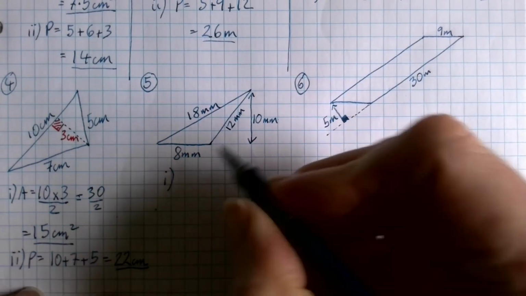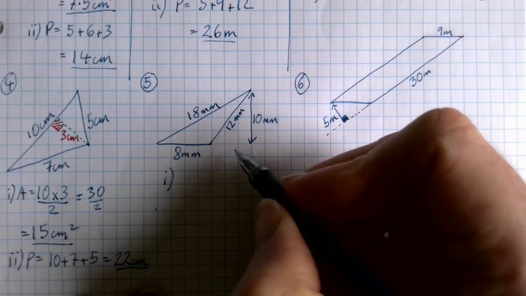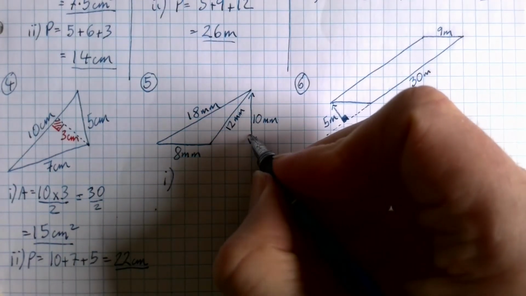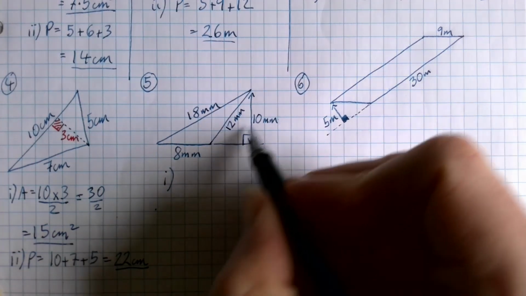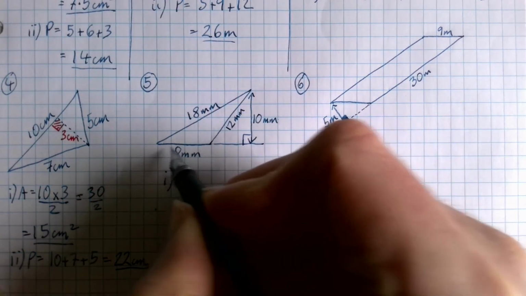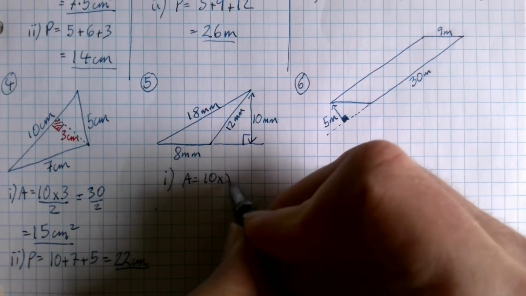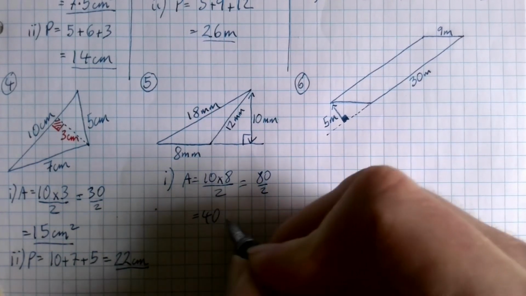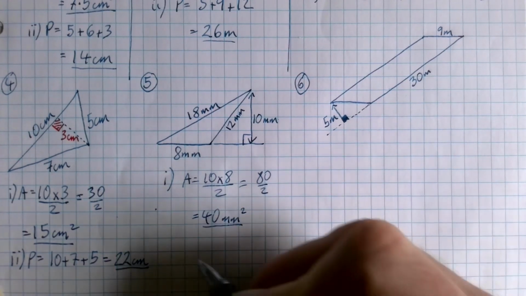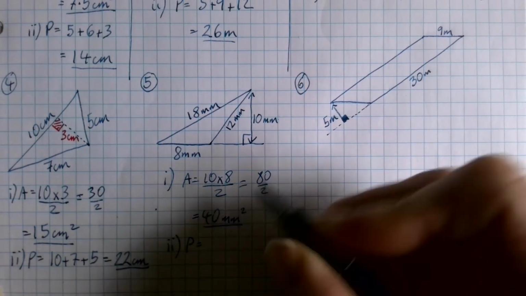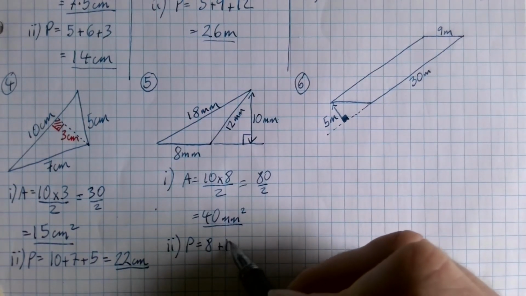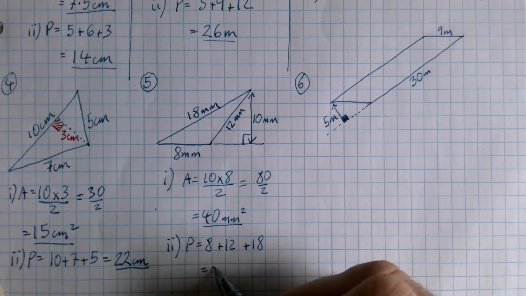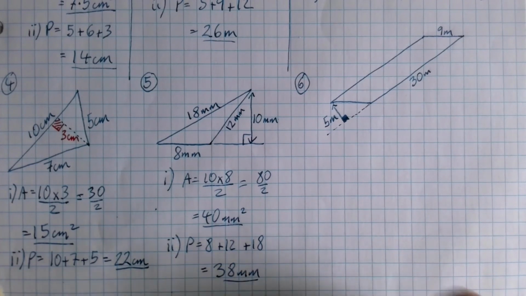The area for number 5 is going to be the base and the perpendicular height. So we're looking for the 2 that are at right angles, and sometimes they don't even draw that right angle in, they just expect you to spot it. So 10 is at right angles to that 8. So the area is going to be 10 times 8 over 2. 10 eighths are 80 divided by 2. That's going to give us 40 square millimeters this time. And the second part, the perimeter, the distance round the shape, we've got the 8, we've got 12, we've got 18. So that makes 20 plus 18 is 38 millimeters.